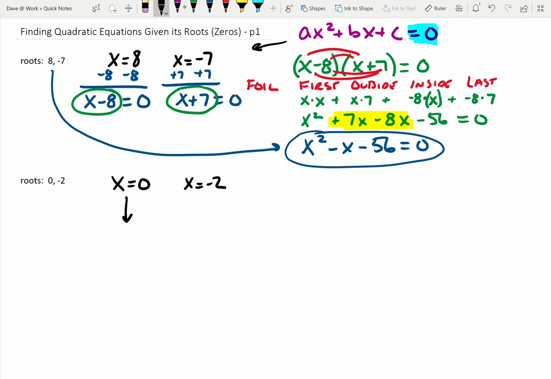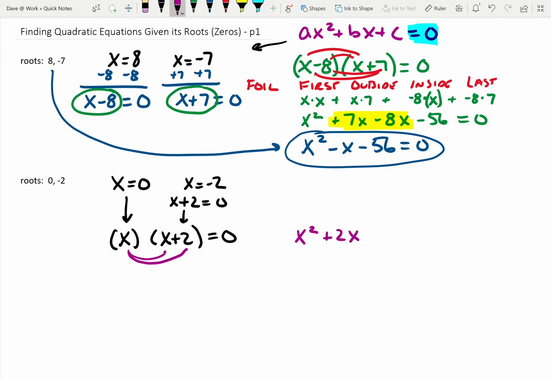I don't have to do anything with this, so one of my factors is simply going to be x. When I add 2 to both sides of this equation, I will get x plus 2 equals 0. It is this piece, the x plus 2, that will be my second factor. And in the end, this will equal 0. So I don't need to FOIL, but I still need to distribute. And so x times x works out to be x squared. x times 2 ends up being plus 2x. And that will equal 0, and that already is the answer to my second example.